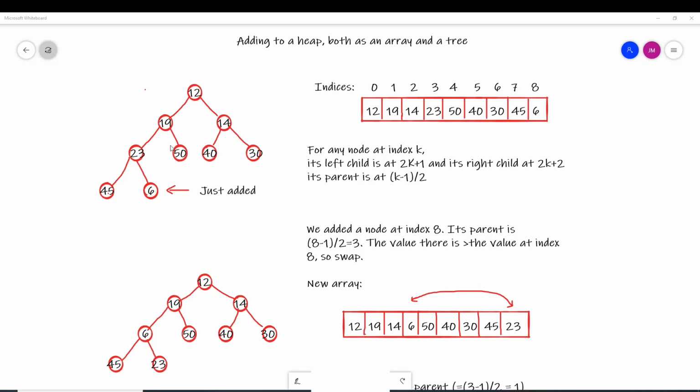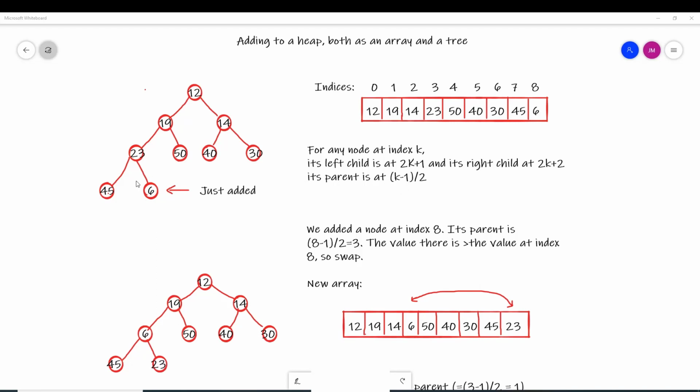Let's pick a node, 0, 1, 2, 3, 4. Let's pick 5. 5 minus 1 is 4. 4 divided by 2 is 2. So its parent is at index 2, which is the 14. Let's pick an even number. Index 6, that's the number 30. 6 minus 1 is 5. 5 divided by 2 is 2. So again, 30's parent is 14 right there. So the parent is (k minus 1) over 2.